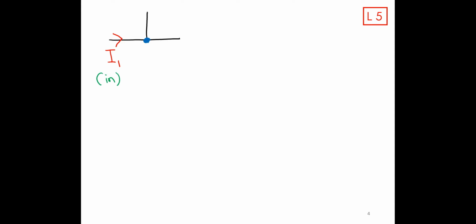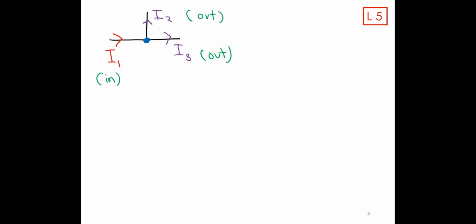As we know, current would be split into other currents, because current cannot be created or destroyed. Once the current reaches any junction, it will be split into other currents. So I make it I2 and also I3. And now we can see that I2 and I3 are both out of the junction.